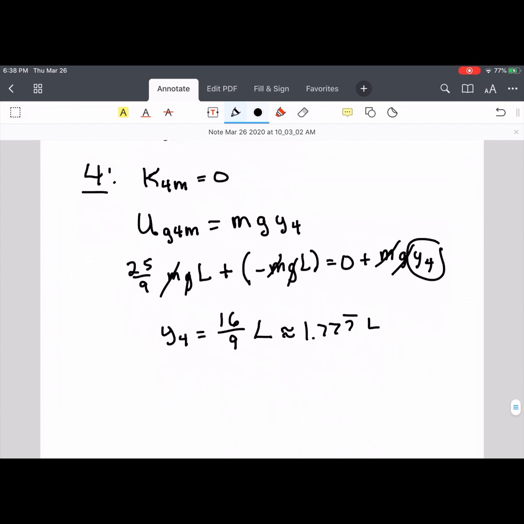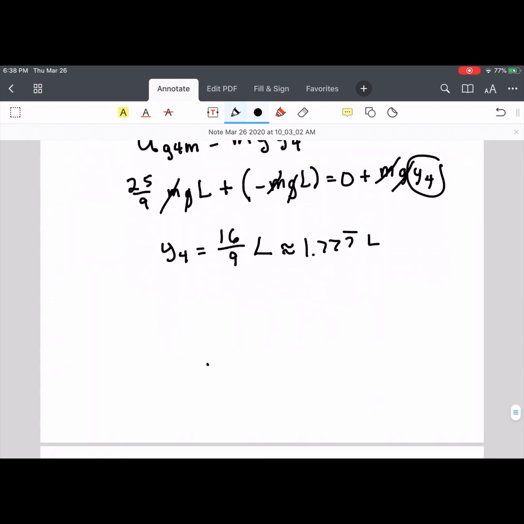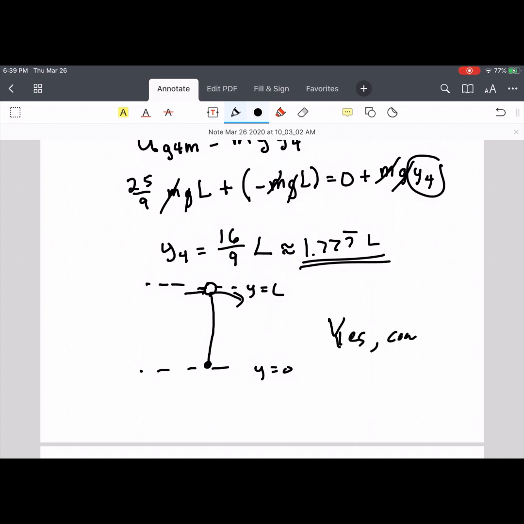Now notice, this is actually not possible. This is what the math tells us, but then we have to use a little bit of logic. If this is the highest possible height, well, at the highest possible height, mass little m is going to simply be at a y coordinate of L. We can never really get up to 1.777 times L. So what that says is the mass, instead of being able to reach this maximum height, will go through the maximum, still have some kinetic energy, and will continue around in a loop-de-loop. So yes, it does complete the loop-de-loop.